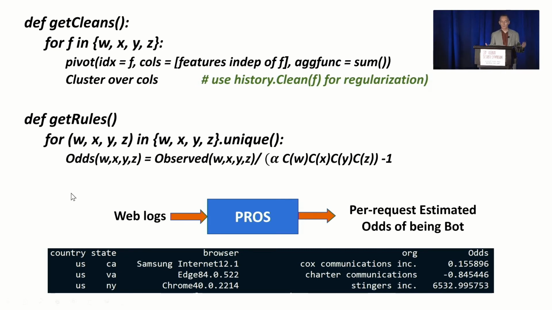And overall, the whole thing is just take something, for example, a set of weblogs in, run it through this algorithm, and then the output is the estimated odds of being bought. So if my features here are country, state, browser, and organization, or something like that, it'll output floating point numbers that are the estimated odds of being bought. Okay, so then to evaluation.